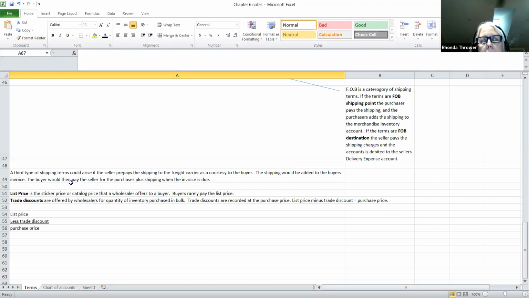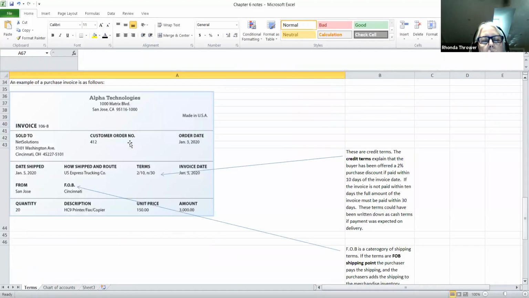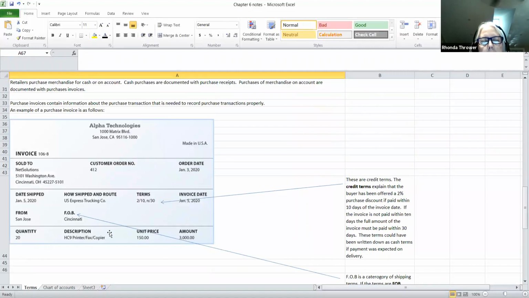So there could be this third type of shipping terms, whereas a courtesy to the buyer, the seller prepays the freight and adds it back to the invoice of the buyer. So the buyer ends up paying the shipping when the invoice is due, and they pay it to the seller because the seller has already prepaid the shipper for those shipping terms. So it's important that you know the information that goes on the purchase invoice.